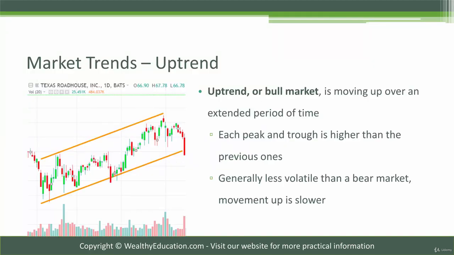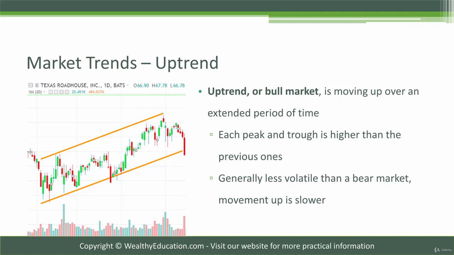There are three kinds of market trends that we're going to talk about today. The first trend is the uptrend or bull market. And this is a move upward in a market over a fairly extended period of time. In a bull market, each peak and trough is higher than the previous one. What that means is each movement up followed by a subsequent movement down is higher than the previous movement up and movement down. Bull markets are generally less volatile than bear markets.